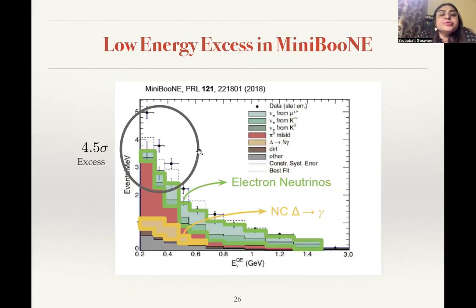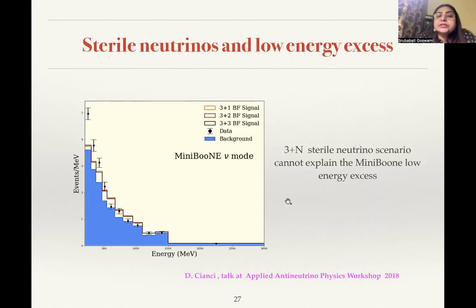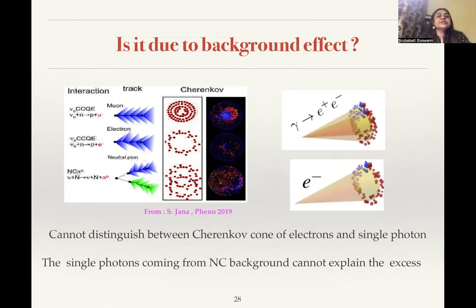So then let us come to the low energy excess in MiniBooNE. I mentioned that MiniBooNE observed low energy neutrinos over the background, and this green is the electron neutrinos, and this yellow is the NC background, which produces a photon in the final state. So now the question is whether sterile neutrinos can explain this. And what was found was that even if we have a 3 plus N neutrino signal, they cannot explain the MiniBooNE low energy anomaly. So this is the low energy anomaly, and then this black is with 3 plus 3, but nothing could explain it. So then the obvious question is whether it is due to the background effect.